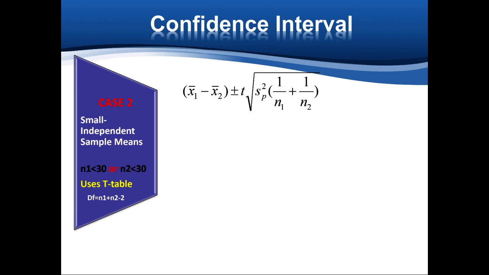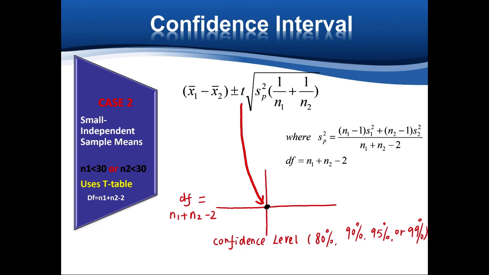Case 2. Small independent sample means. Here is the form, where SP squared is the same as before. How to find t-score in t-table? The column is confidence level. See it on the bottom of t-table. Row is DF, that is N1 plus N2 minus 2.